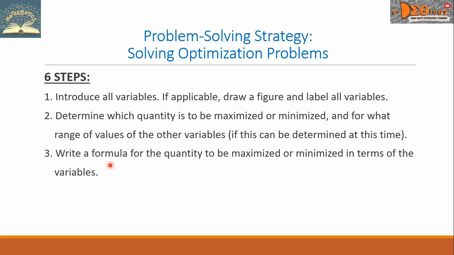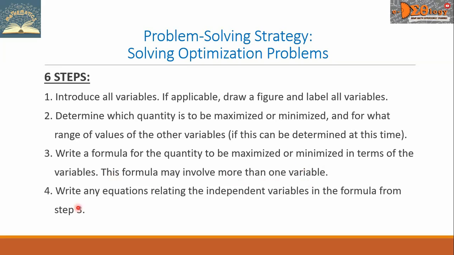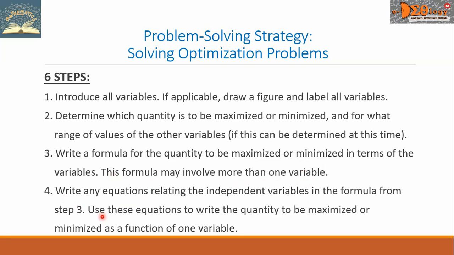Step 3. Write a formula for the quantity to be maximized or minimized in terms of the variables. This formula may involve more than one variable. Step 4. Write any equations relating the independent variables in the formula from step 3. Use these equations to write the quantity to be maximized or minimized as a function of one variable.